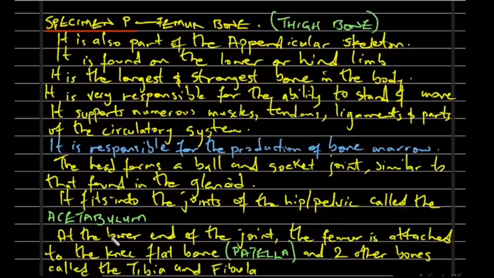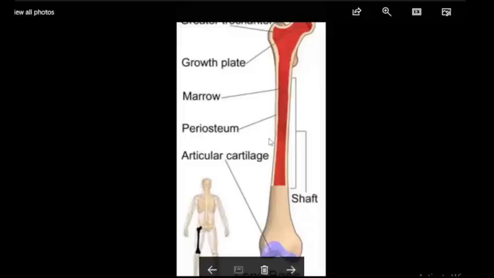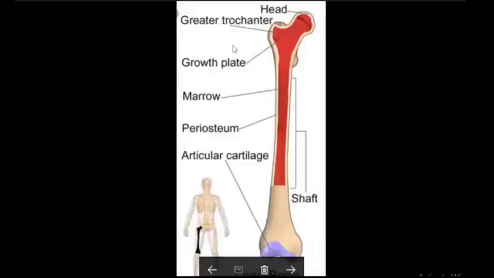And at the lower end of the femur is where the femur is connected with a flat bone called the patella, and then two other bones that extend down the legs called the tibia and the fibula. This is actually what we are talking about. You can see here, this is the femur, the longest bone of the body, and we can see the head there to be round. That is why we call it a ball and socket joint bone as well. And then we can see this red part here telling us that it is responsible for producing bone marrow.